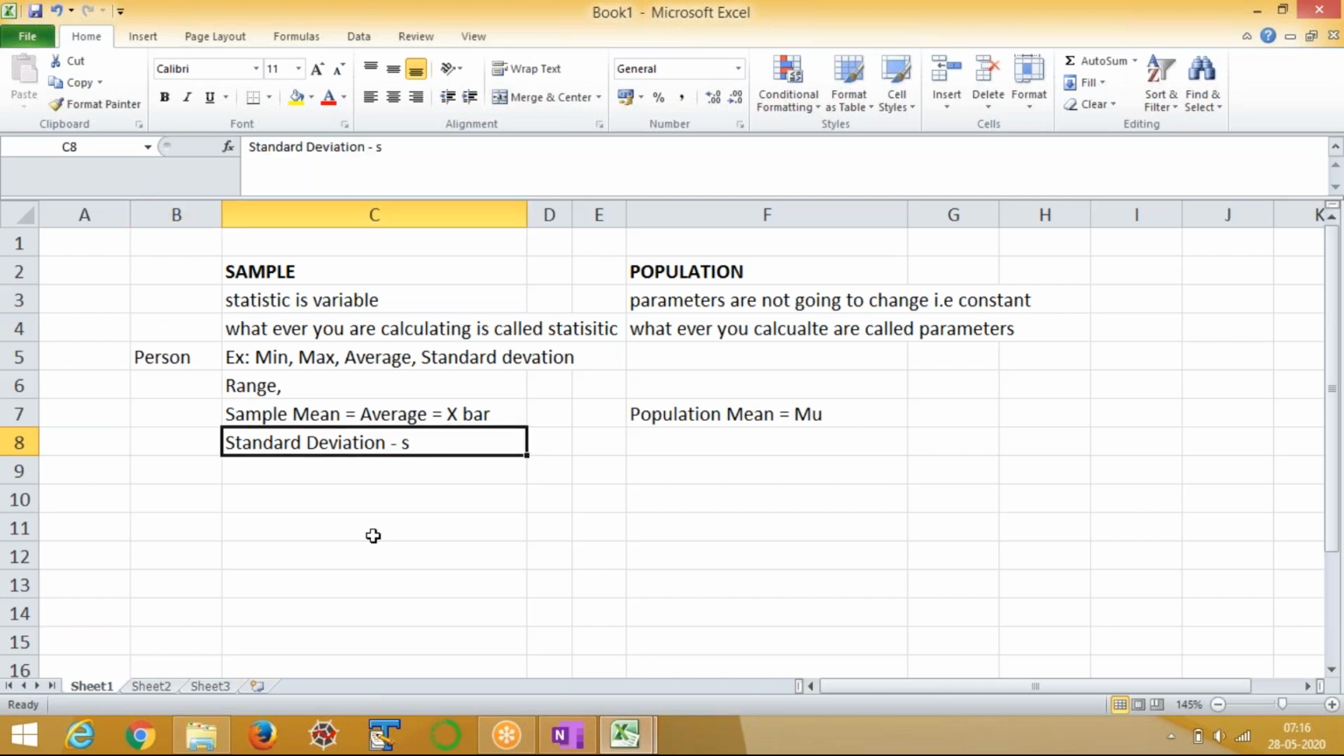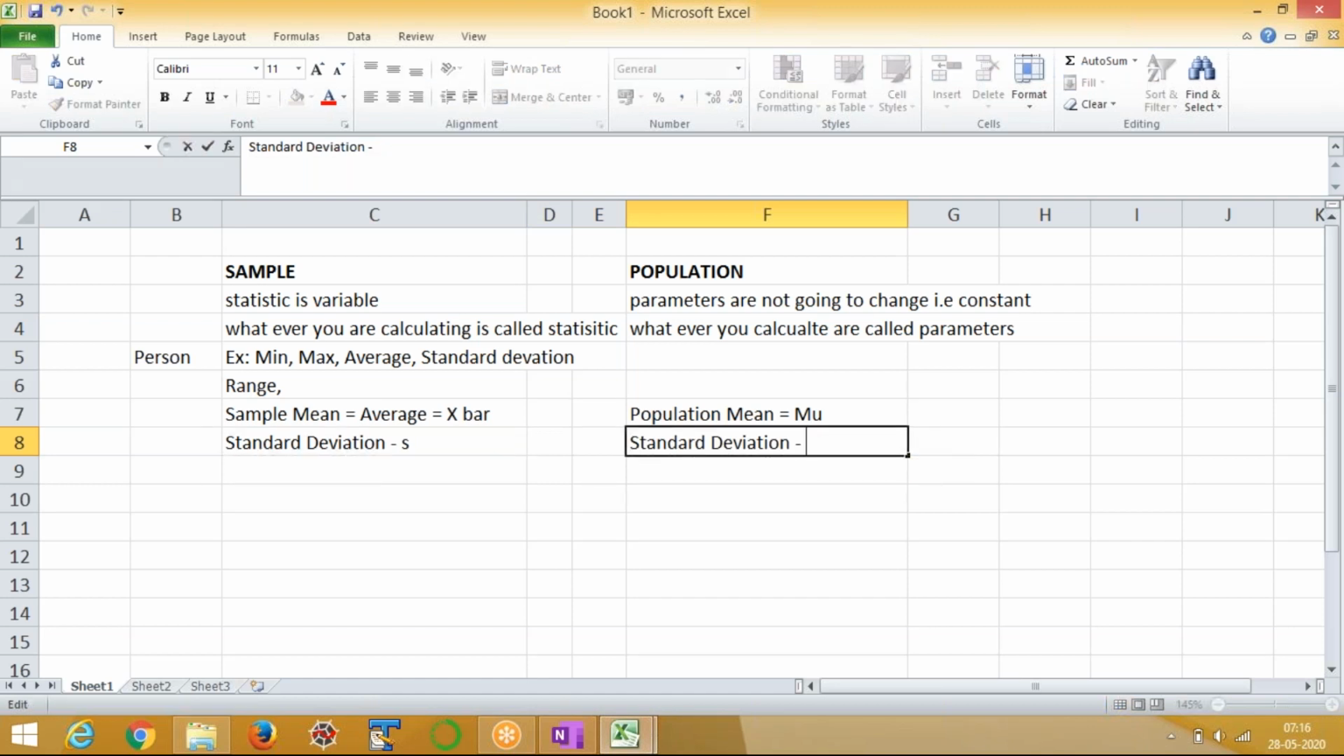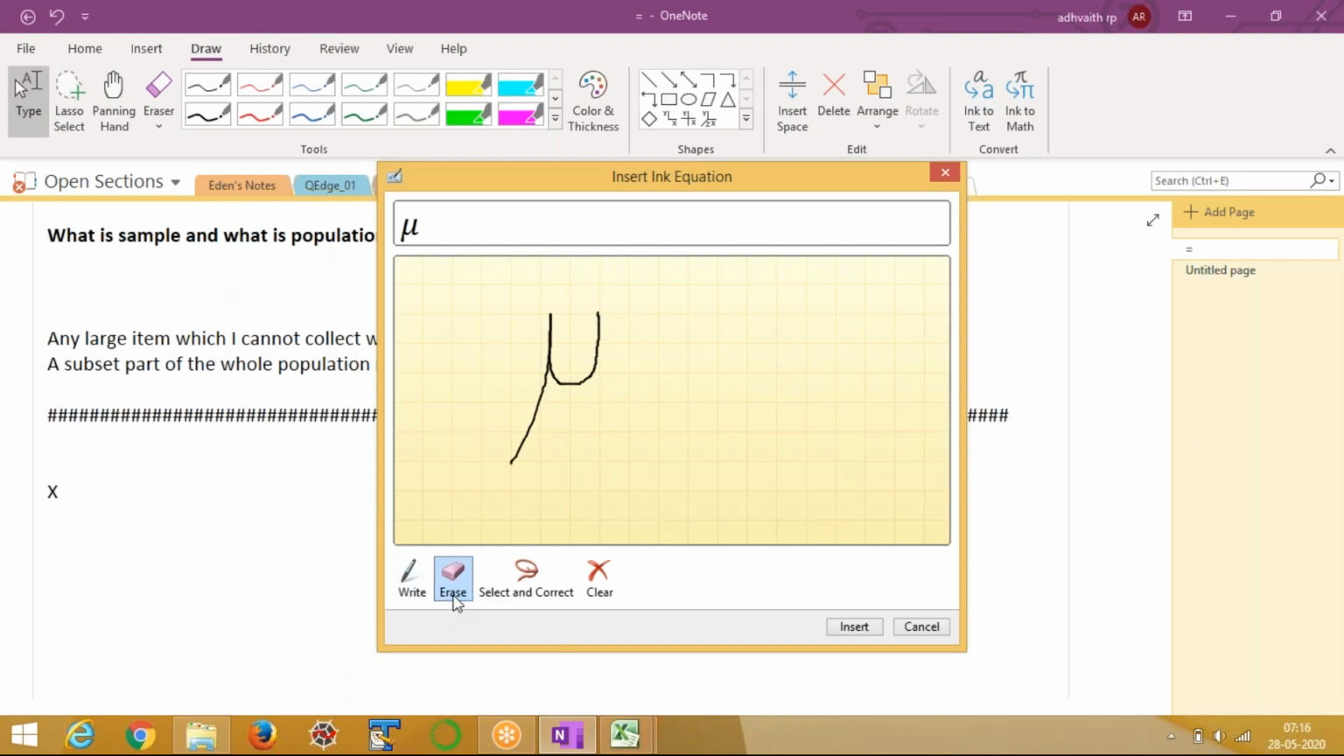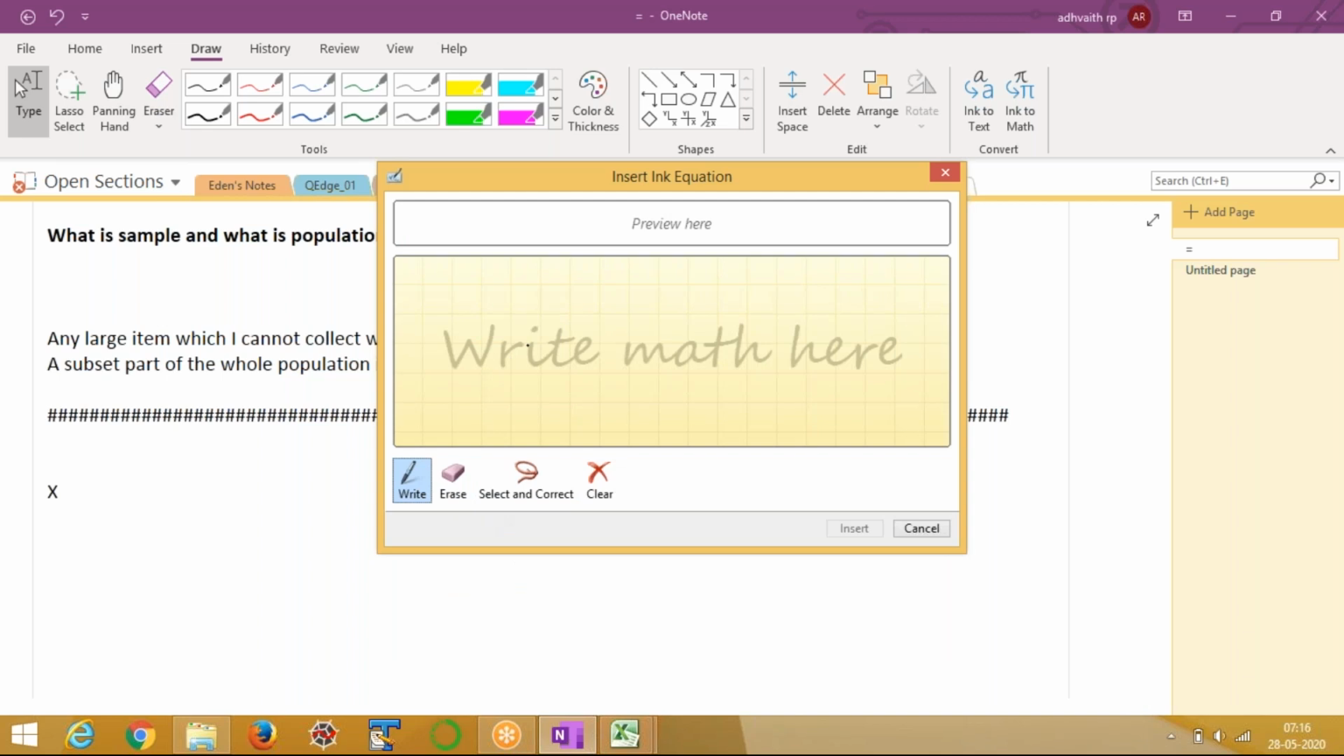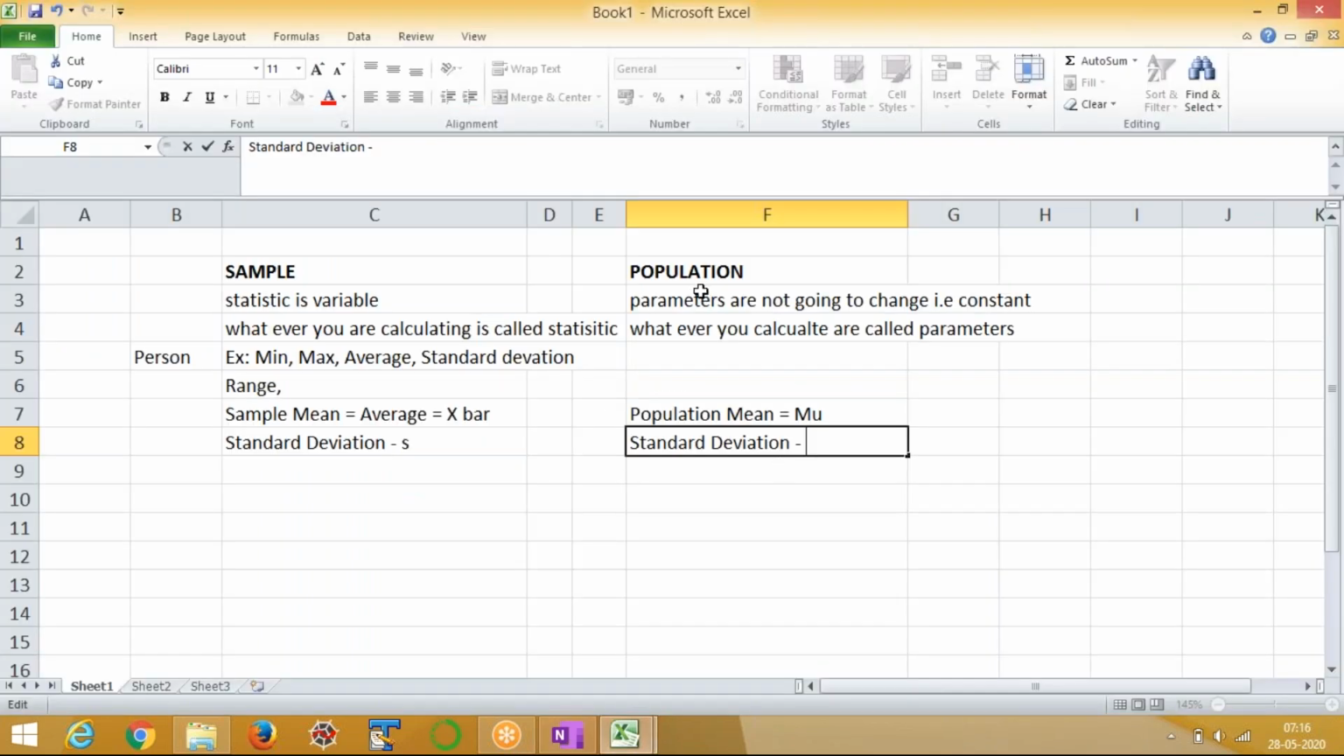And the same thing here will not be called small s. You remember there is something called sigma. This is called sigma. So this will be called the population standard deviation. So you can write those symbols here. Standard deviation in population data is called sigma. In sample data it is called small s.